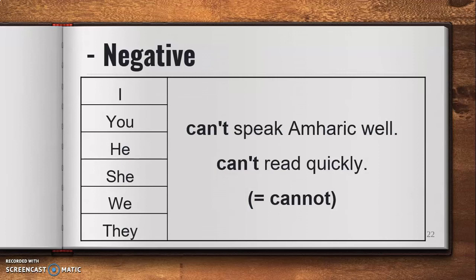With the second example. I can't read quickly. You can't read quickly. He can't read quickly. She can't read quickly. They can't read quickly. So cannot becomes can't. When you pronounce it, you use the contracted form as I've said. We can't read quickly. They can't read quickly. Let's move on.